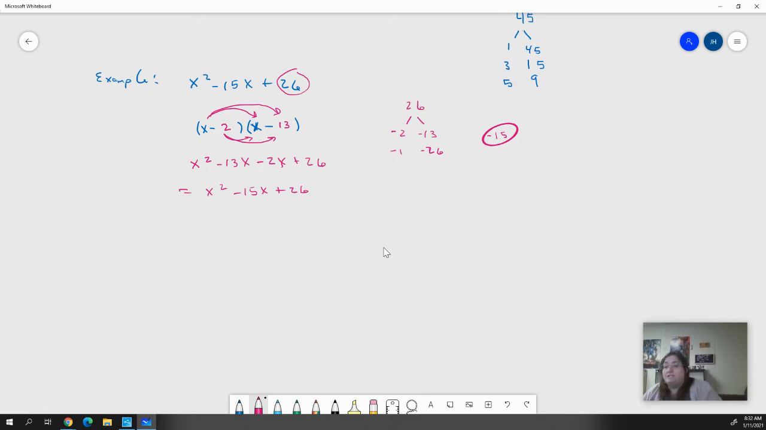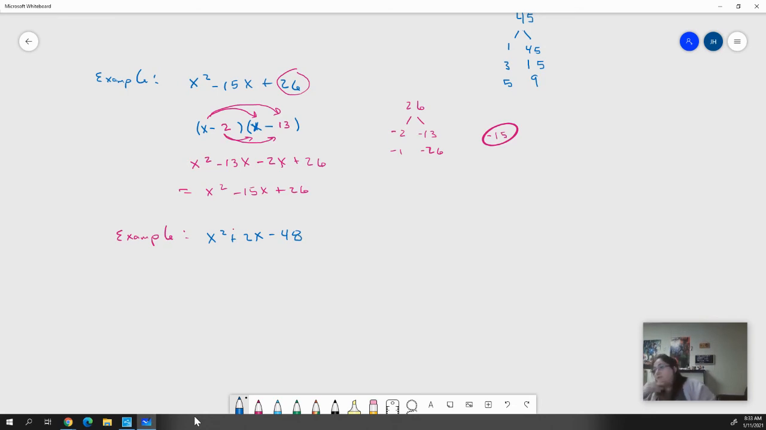So let's look at another example of what happens when our c term is negative. What if I have c squared? Let's change that variable. I don't want to use that variable because we've been using a, b, and c. What happens when we have x squared plus 2x minus 48?